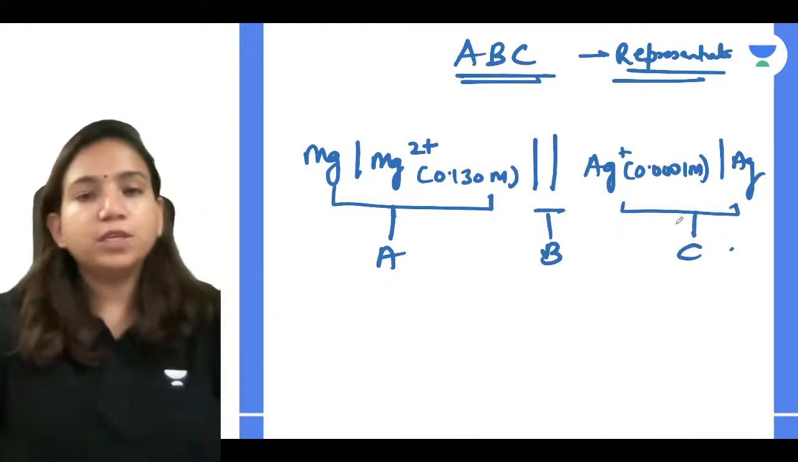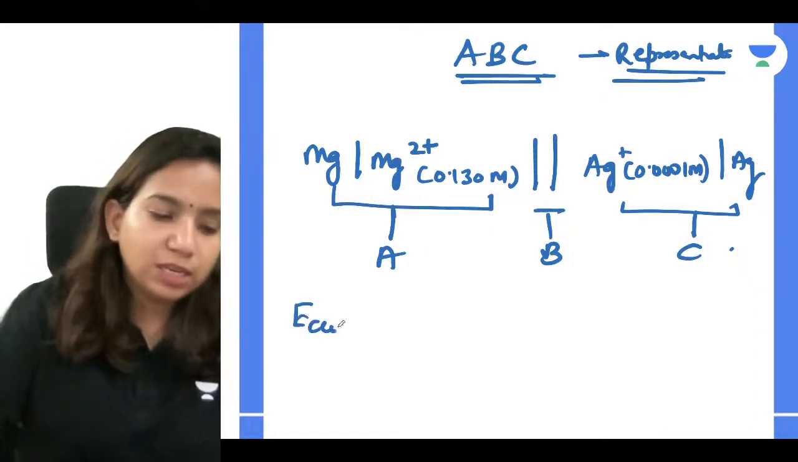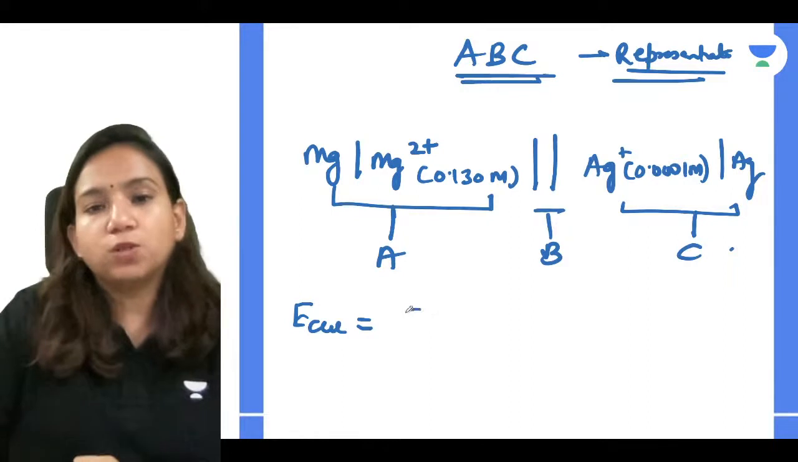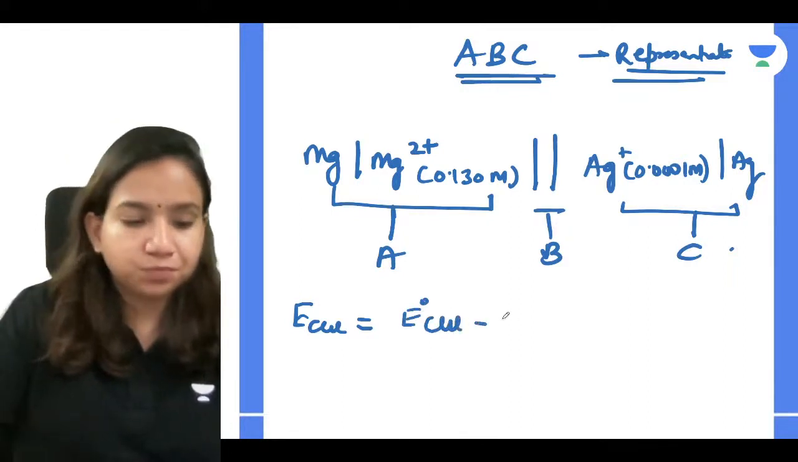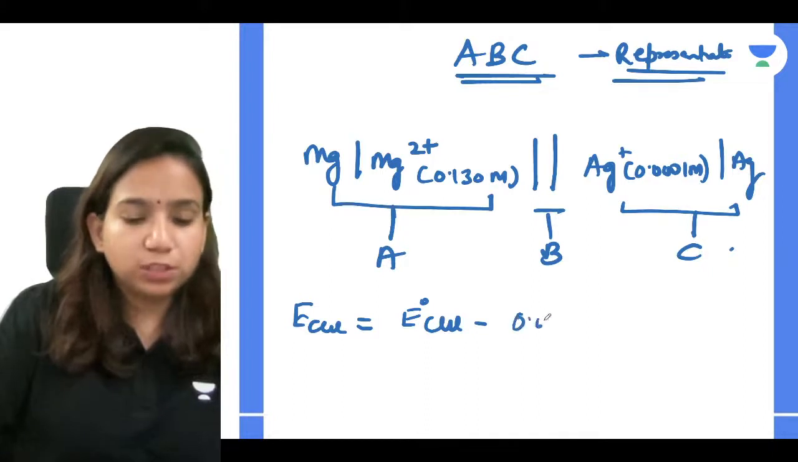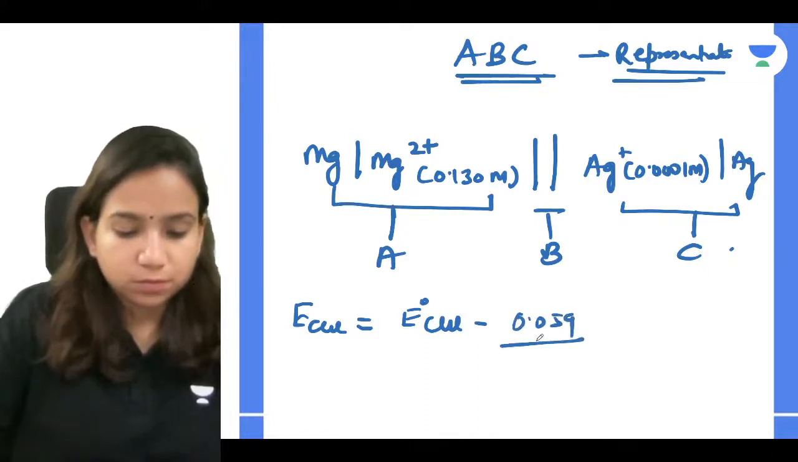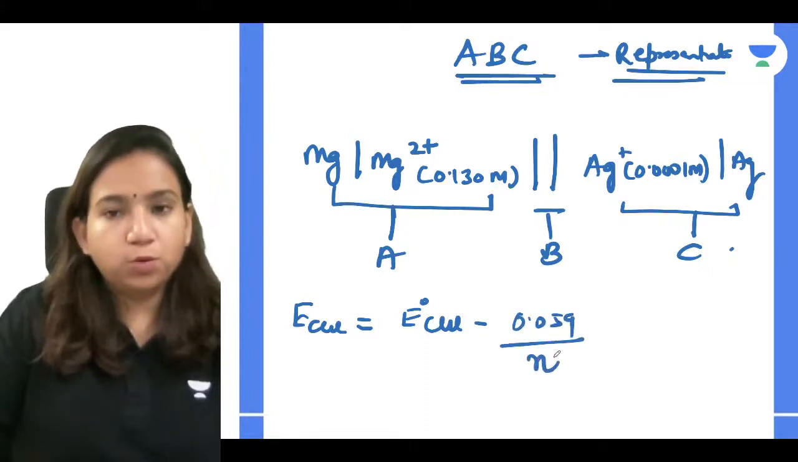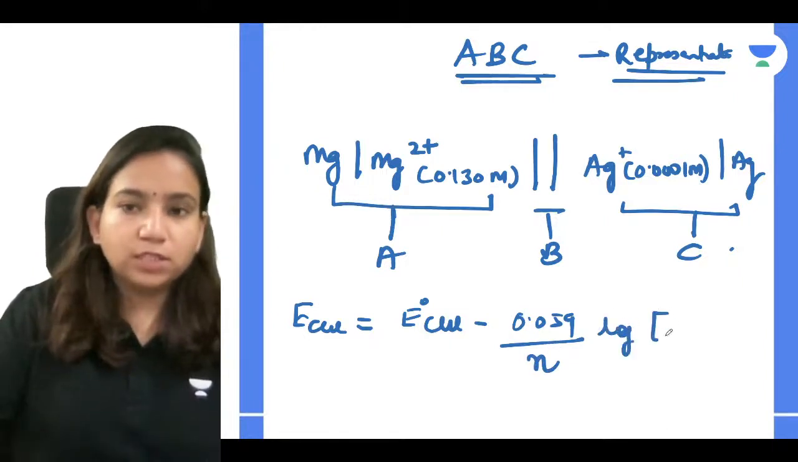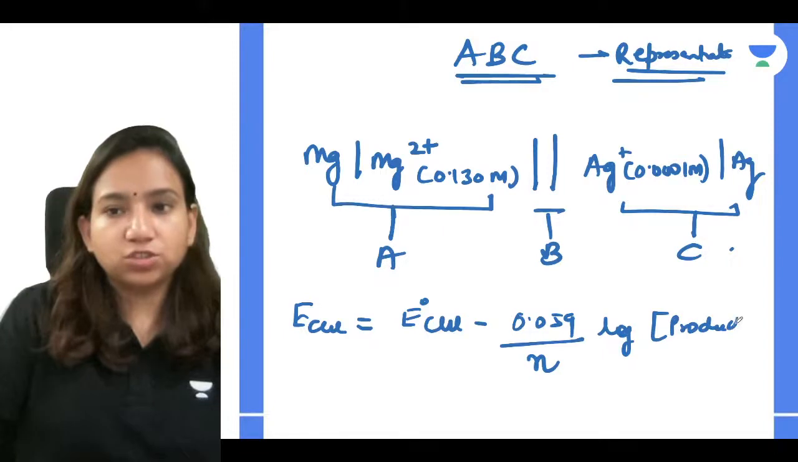Now, how we can relate? We know that E cell is equal to E naught cell minus, we were having what, guys? 0.059 divided by N, log concentration of products divided by concentration of reactants.